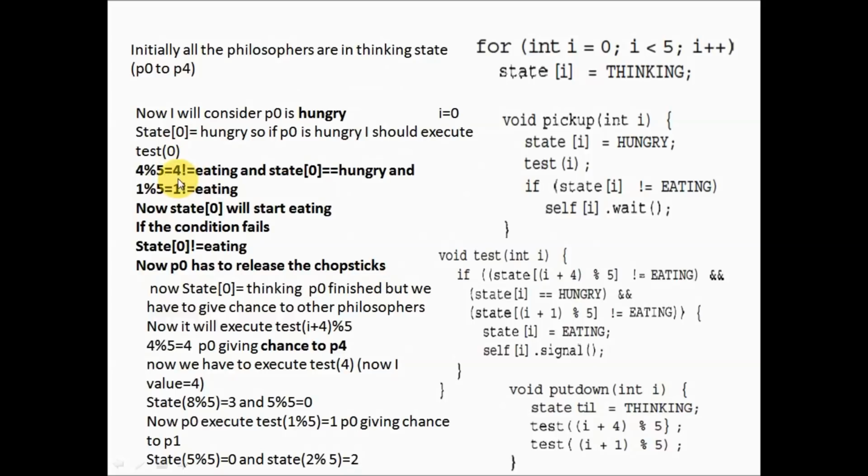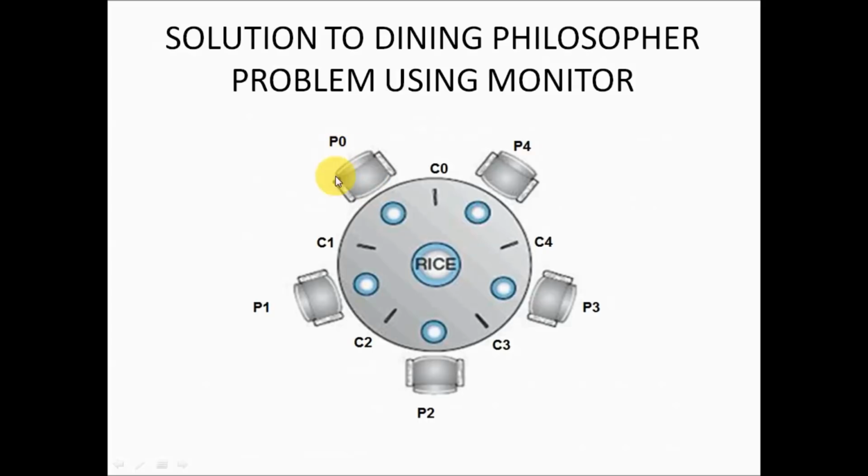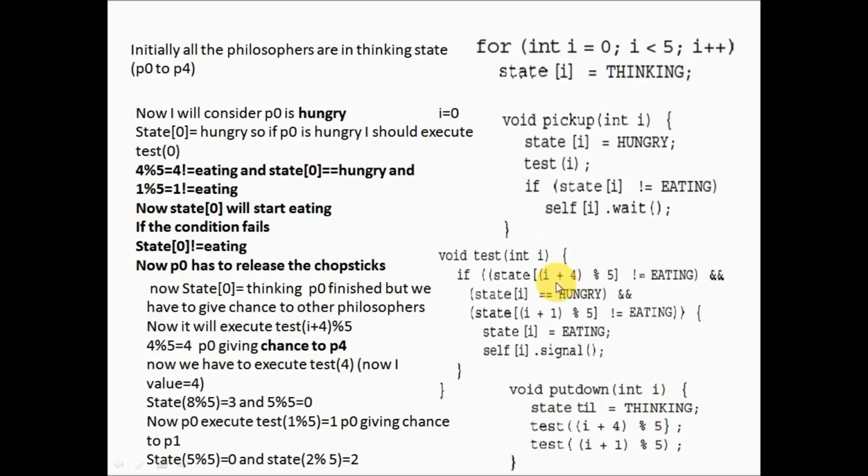For P naught to eat, P4 should not be eating. P1 should not be eating. I'm checking that condition only. Now, state of (I plus 4) modulus 5, that is 4 modulus 5, is 4. P4 is not eating. Again, state of I is hungry. Obviously, state of 0 is hungry.